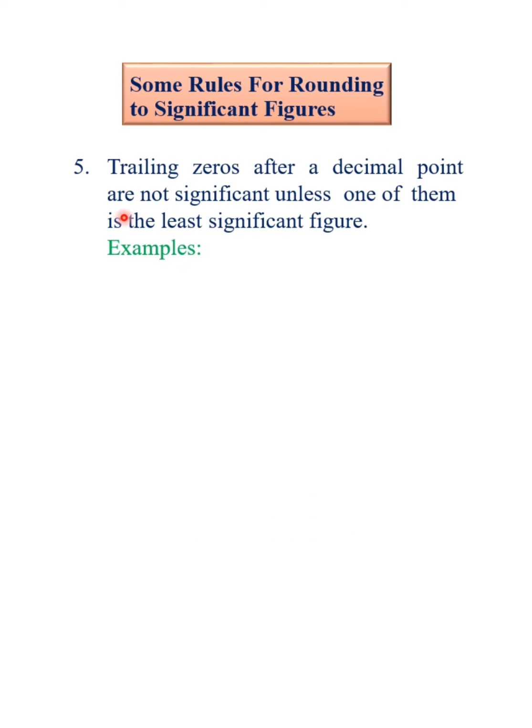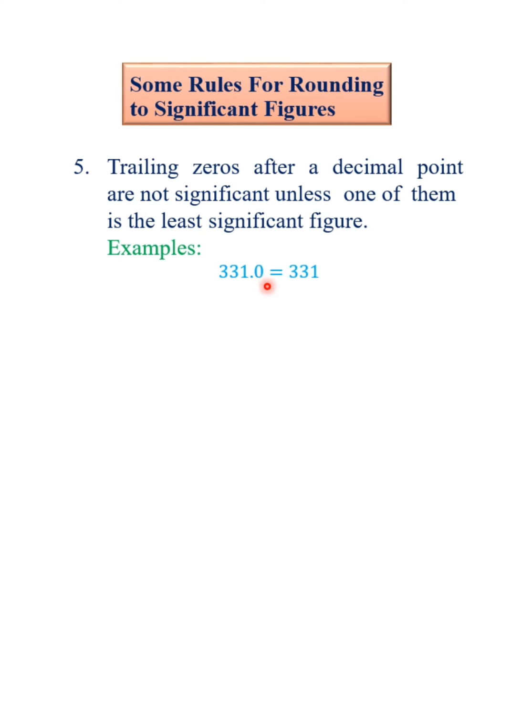So this is the last one on the list. Trailing zeros after a decimal point are not significant unless one of them is the least significant figure. This is what we mean. Let's start with the first statement. Trailing zeros after a decimal point are not significant. If you have 331.0, this zero is a trailing zero. It is a later zero after the decimal point. It is not significant, so you can take it away and just say 331 because it is not significant.